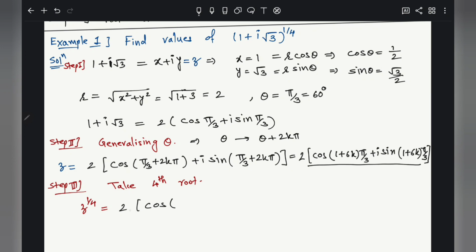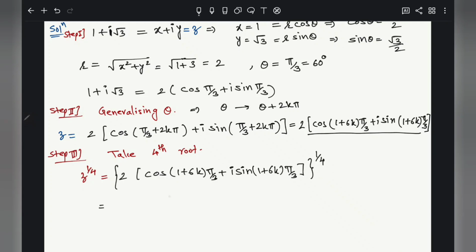We'll first write the complex number. So what is the complex number? It is cos((1 + 6kπ)/3) + i sin((1 + 6kπ)/3). This is my complex number and I have to raise it to 1/4 here. So how will we proceed? It is nothing but 2 raised to 1/4 and then this cos plus i sin raised to 1/4. So using De Moivre's theorem, what will happen?